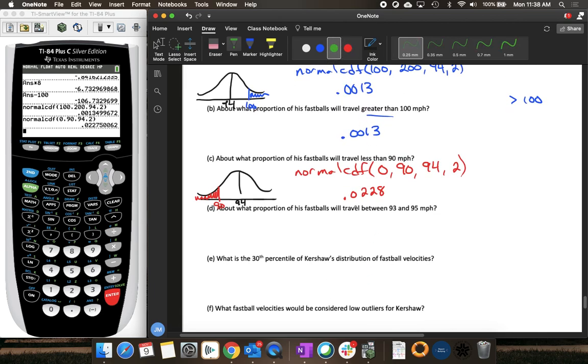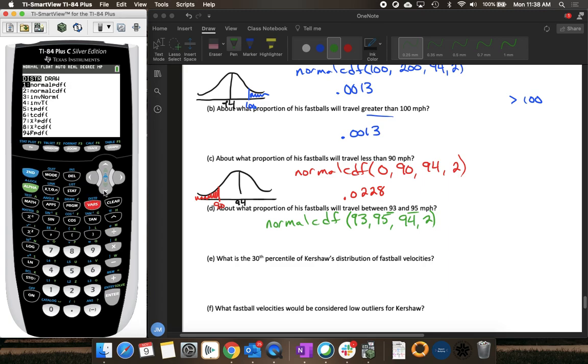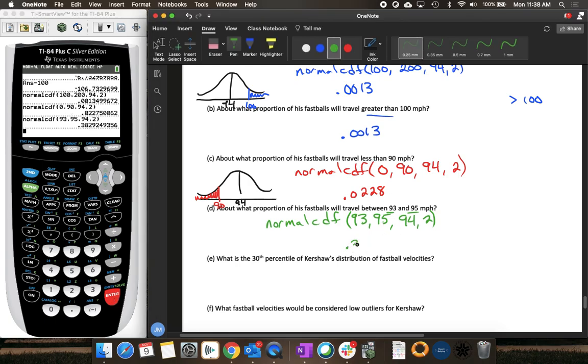All right, for D, again, this is a nice one where it's giving you both of the endpoints, so I wouldn't necessarily think you would need to draw a picture. Feel free to do one if you would like, but we're going to go from 93 up to 95, and mean and standard deviation 94 and 2. The nice part when they give you both endpoints is you can get away without drawing the picture and just use those as your lower and upper to get about 38%, so 0.3829 would travel between 93 and 95.